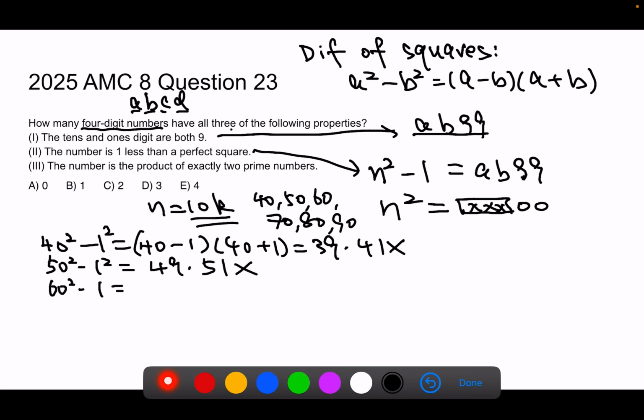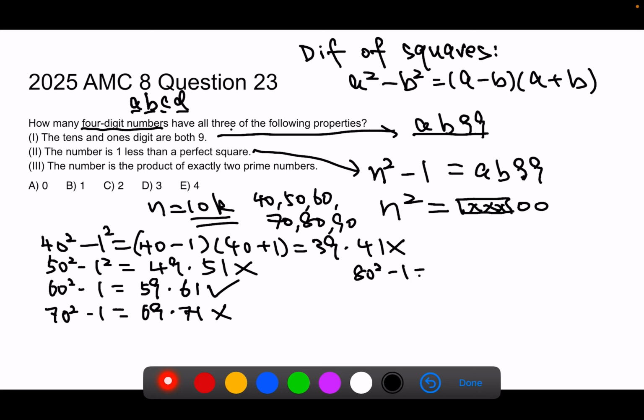60 squared minus 1 equals 59 times 61. Those two numbers do not have any factors easily coming to my mind or your mind. And you can do a quick check to confirm both are primes. So this one actually works. Now 70 squared minus 1 equals 69 times 71, which doesn't work. You'll find multiple of 3 is an easy standard to confirm something is a prime or not. 69 is a multiple of 3.